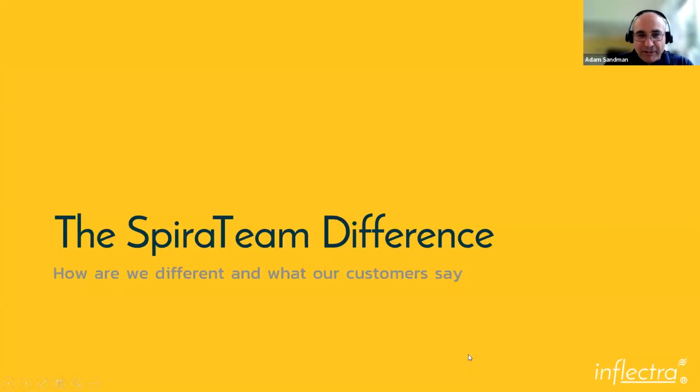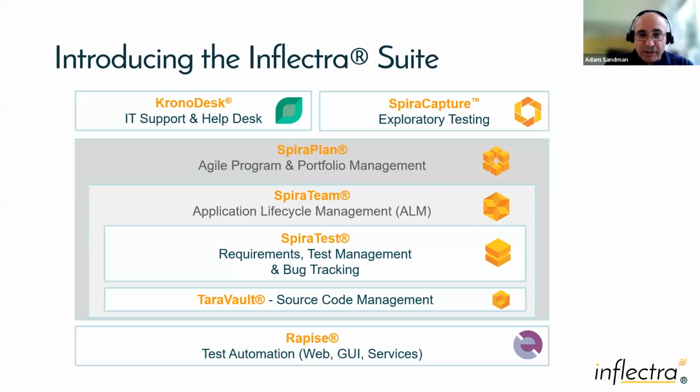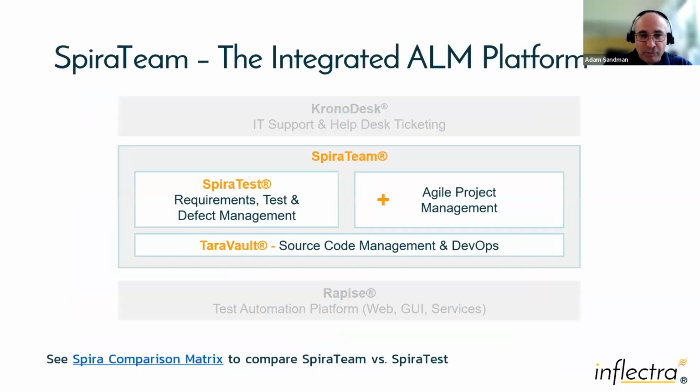So what is the SpiraTeam difference? This is our offering in a block diagram. If you look at this, we believe that quality should be infused throughout everything you do. If we zoom in on SpiraTeam particularly, SpiraTeam combines what you would normally think of traditionally as a test management type of solution, which is our SpiraTest product, but also includes a full project management, lifecycle management and requirements management solution as well. And then we've integrated that with a source code management and DevOps platform. So it gives you an integrated quality platform for managing a project.